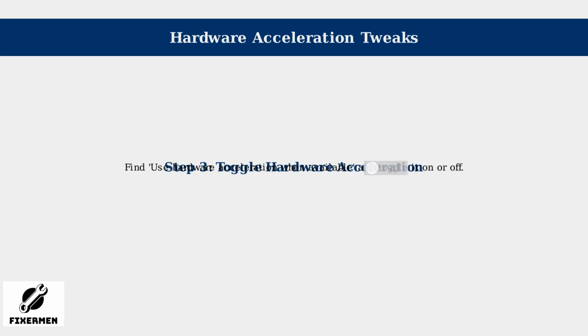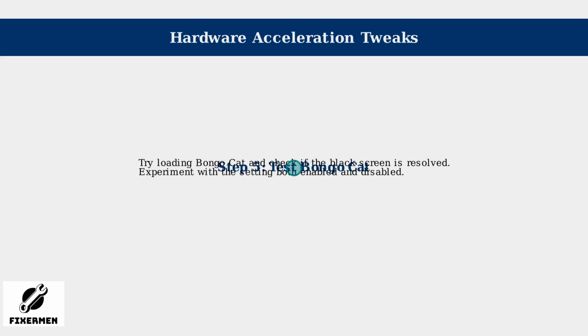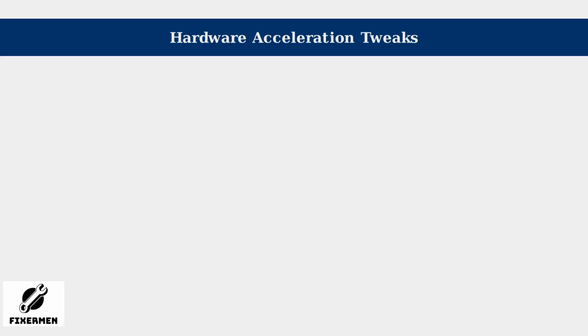Locate the option Use Hardware Acceleration when available and toggle it. Try both enabled and disabled states to see which works better for your setup. After toggling the setting, completely close and restart your Chrome browser for the changes to take effect. Finally, test Bongo Cat by loading the application. If the black screen persists, try toggling the hardware acceleration setting to the opposite state and restart again.